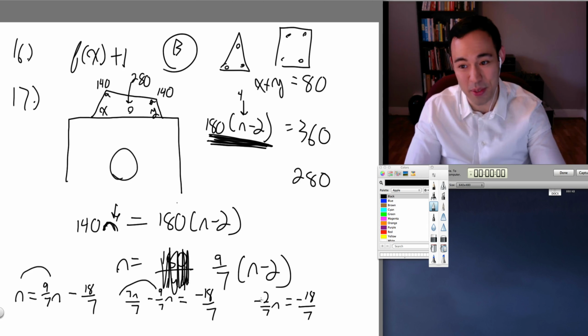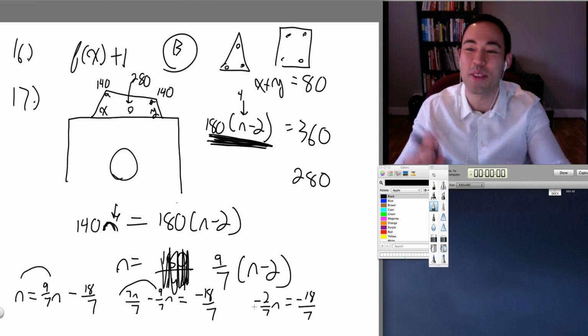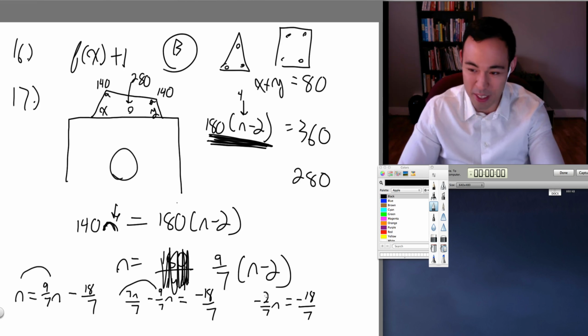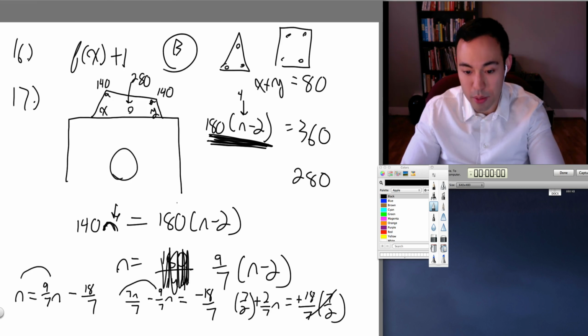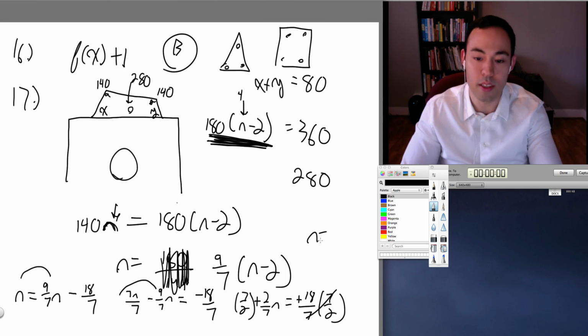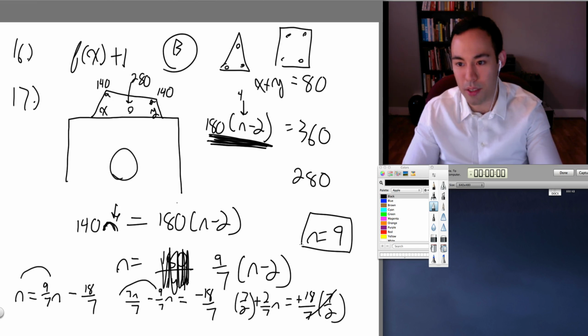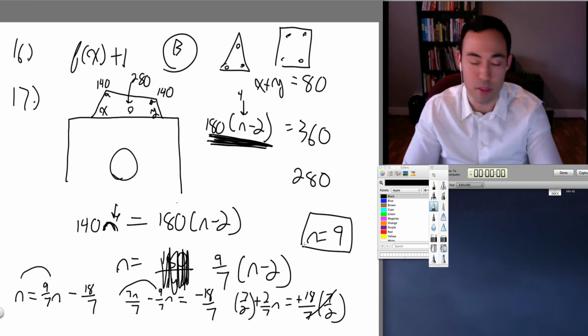That's good that the negative signs will cancel out, because it'd be really strange if I discovered that there are a negative number of sides to this shape. Whoa, we're in a sci-fi novel now, way outside the realm of the SAT, right? So those negative signs cancel each other out. And then let's multiply both sides by 7 over 2. The 7's go away, and n equals 18 divided by 2, which is 9. So n equals 9. That's kind of an odd number. It has an odd number of sides, this thing. And 9 is answer choice B.